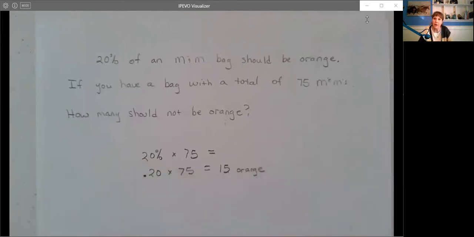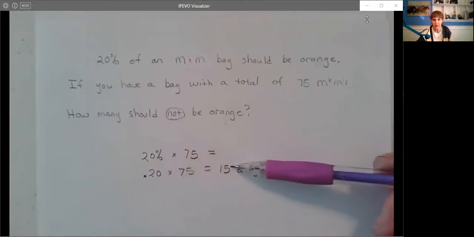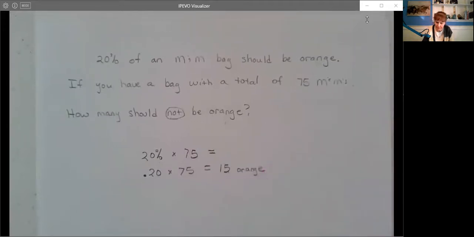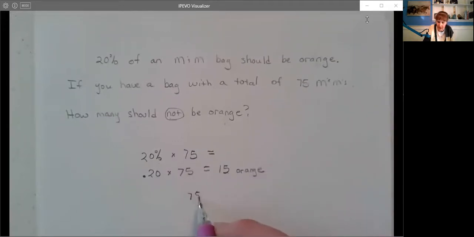But that's not what they wanted. They wanted how many are not orange. Well, you can still use the 15, because you could just take 75 minus 15 and find out how many are not orange.